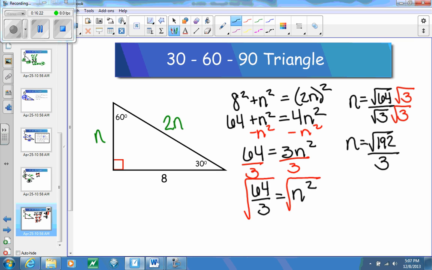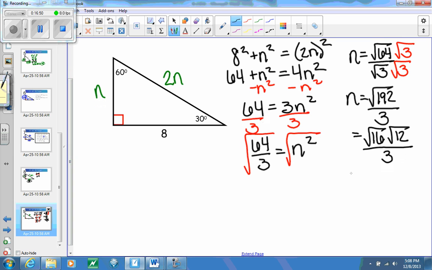Working with 192, I'm going to just try dividing 192 by 16, that works. Let's just break this up. So I can do the square root of 16 times the square root of 12 over 3. So this is going to give me 4 square roots of 12 over 3. Oops, 12, sorry. And so now on that square root of 12, I can break that up.